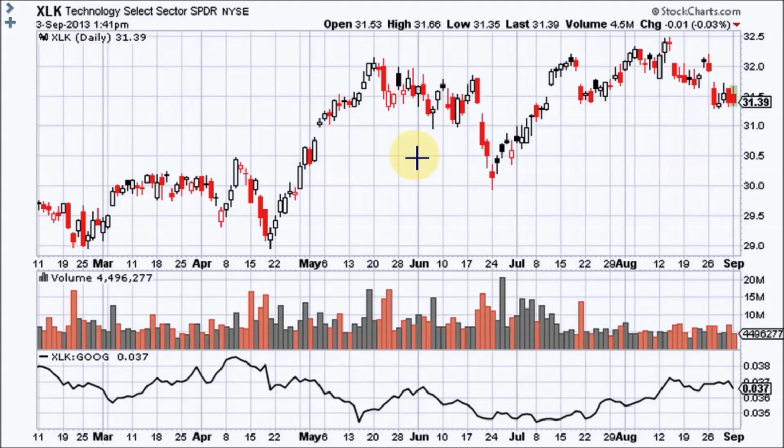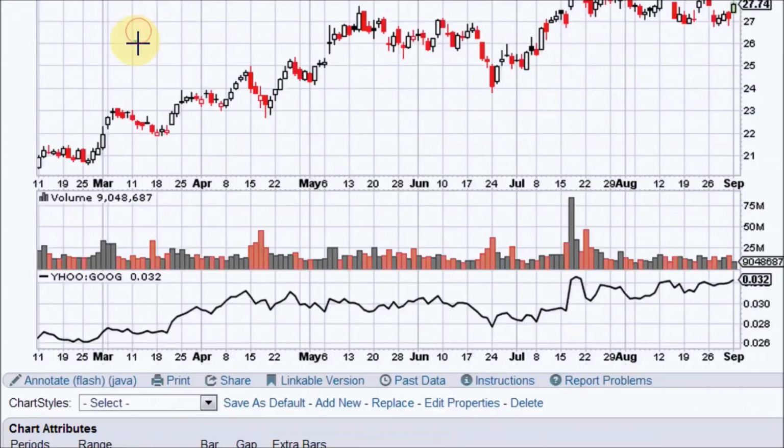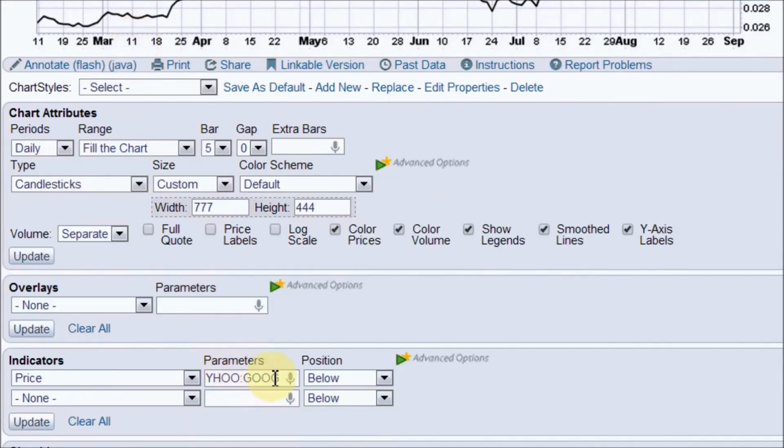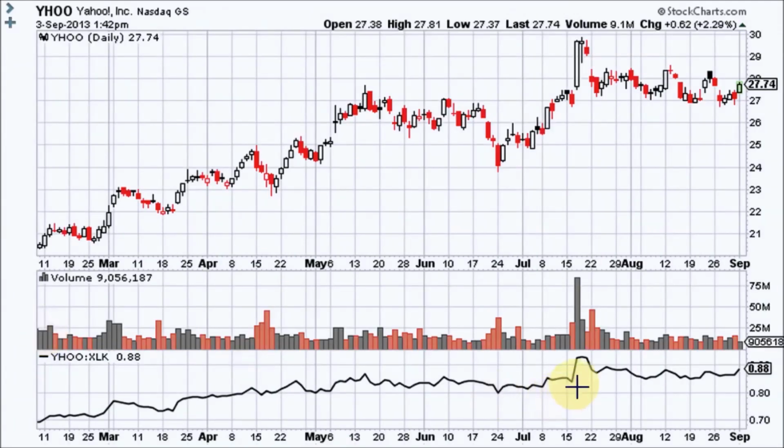Now you can also compare individual stocks to the sector they belong to. Let's load up Yahoo, ticker symbol YHOO. Okay, then down in the chart attributes area, it is a part of the XLK, or technology sector. So type in Yahoo:XLK, hit update, and as you can see, Yahoo broke out to new highs here above all levels of resistance here. And that means it outperformed its sector, the technology sector, by far.